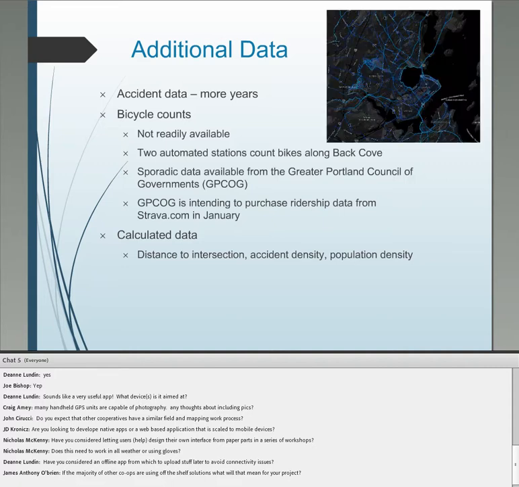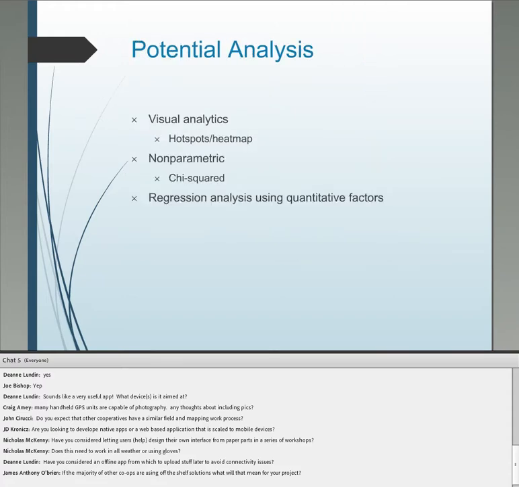This map shows the data that they have on their website, that they only show for Portland. You can't download anything, but they have a lot of coverage, so I think that would be really interesting and useful to look at. I could also calculate a few things to add into the analysis, such as the distance to intersections at each accident location, or accident density along road segments, or population density. So there's a few different things that could be involved.